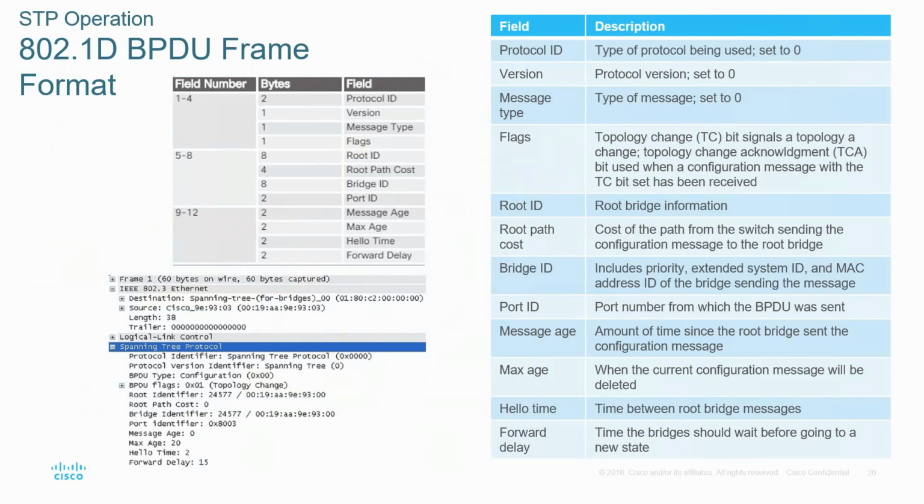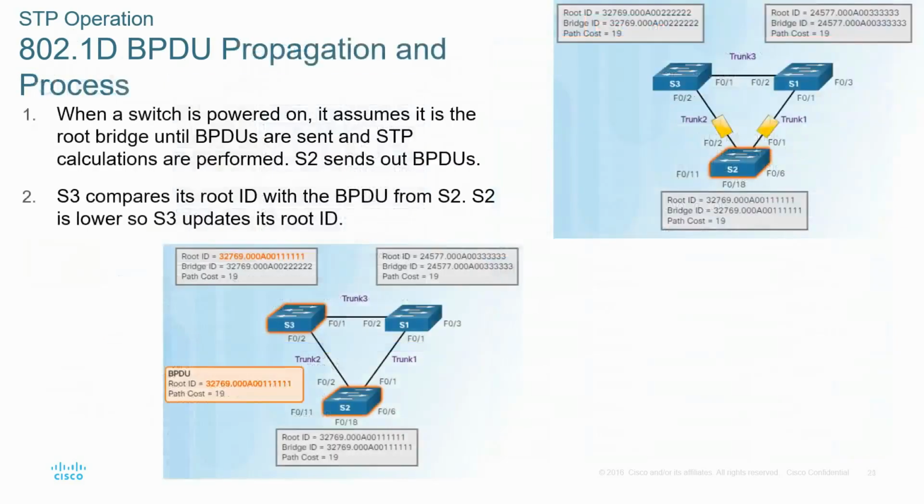This is the time the bridges should wait before transitioning to a new state. So from listening to learning, it waits for the forward delay. From learning to forwarding, it also waits for the forwarding delay. These are the delays and the IDs and the fields that you have in a BPDU frame.